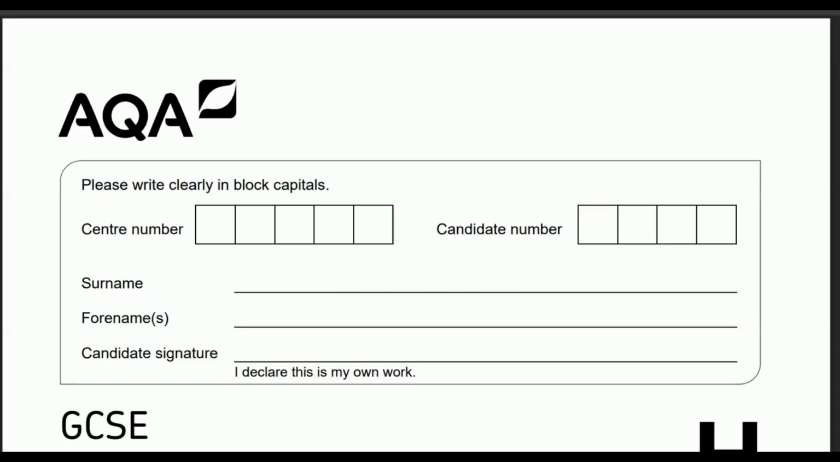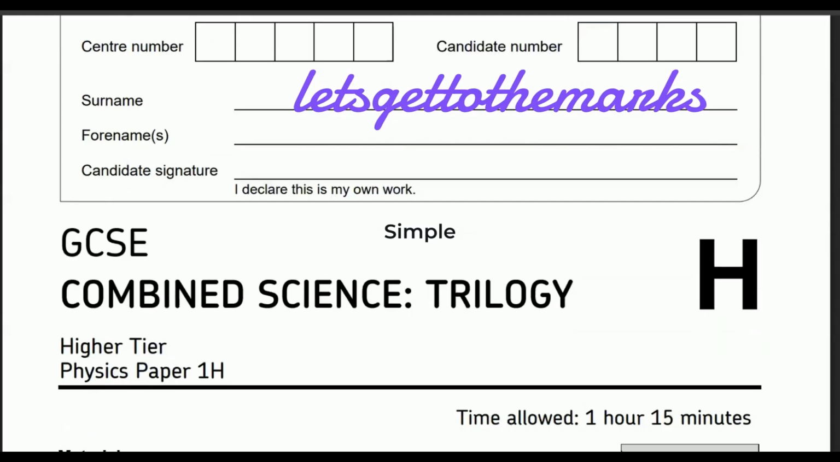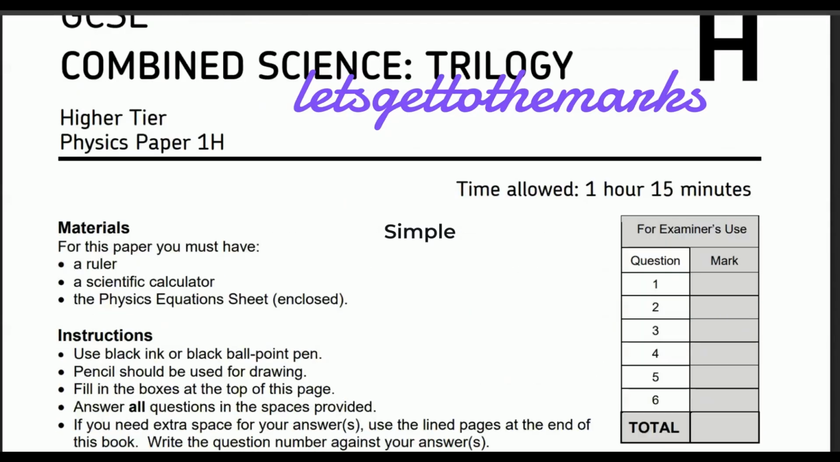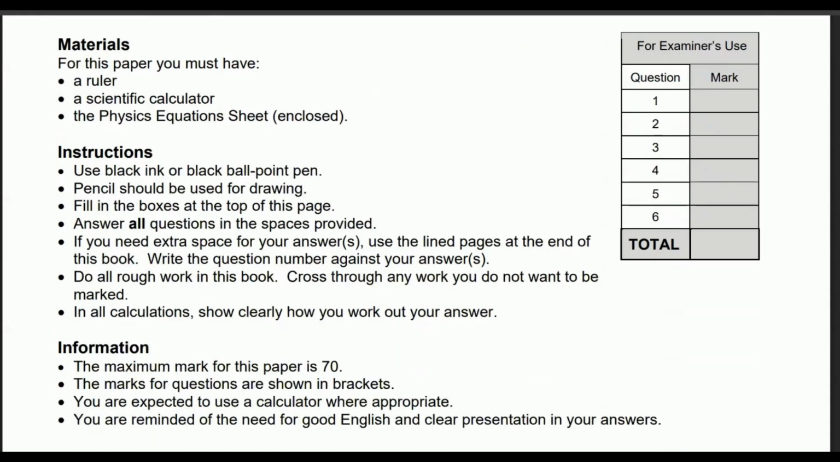Welcome to Let's Get to the Marks, going through the Combined Science Trilogy, Physics Higher Paper 1. This is from 2021. There are 6 questions, an hour and 15 minutes.